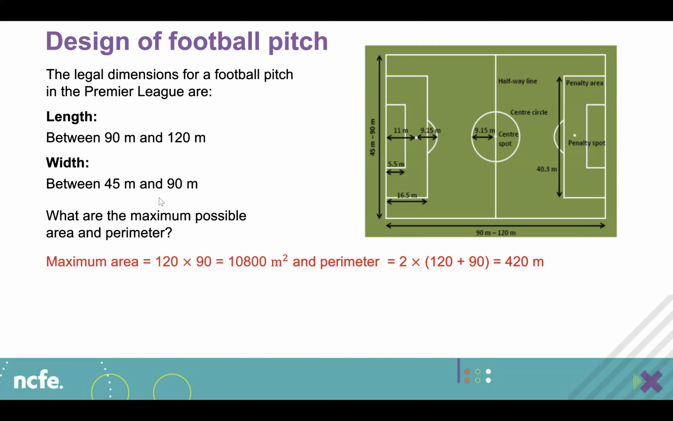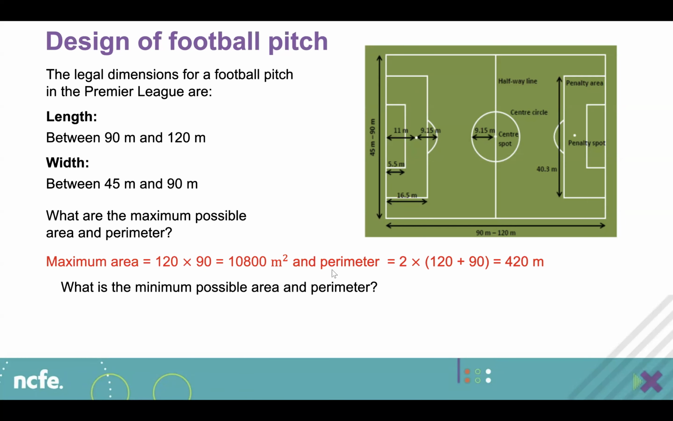So the maximum length would be 120 times 90, which would be 10,800 meters squared for the area. And for the perimeter, we would do 2 times 120, which is 240, and 2 times 90, which is 180, and we would add 240 and 180, which would become 420 meters.